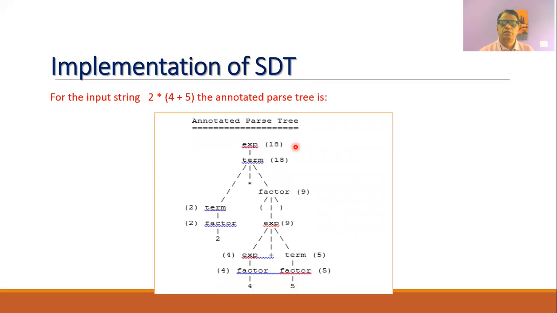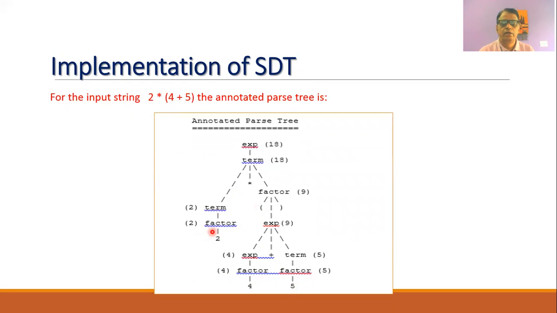So the first non-terminal symbol expression is defined as a term. The term can be defined as term into factor. The term can be defined as a factor. Then the factor can be further replaced by a bracket of expression. Then expression can be written as expression plus term, where expression can be written as factor and term can also be written as factor.